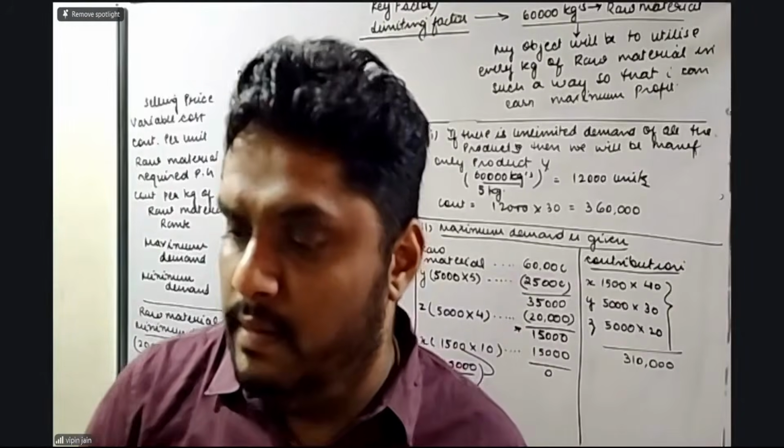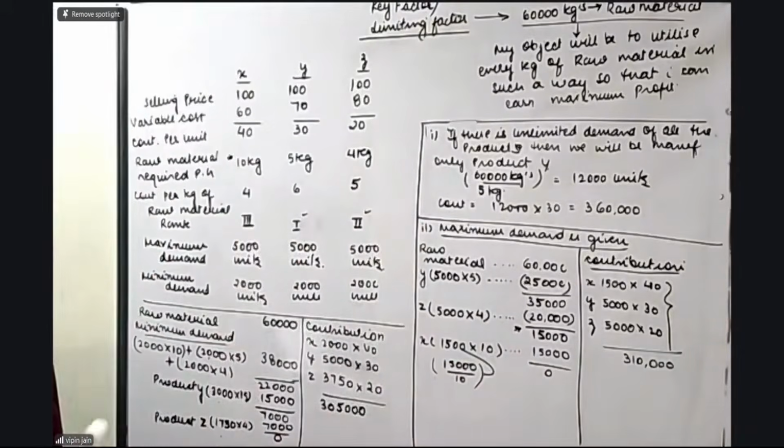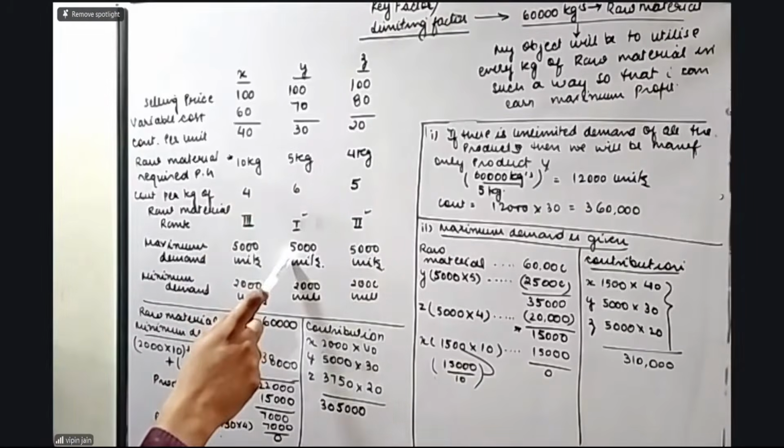Yes, Hemant, tell me. I'm not able to understand the calculation part. Till 7,000 it is clear? Any doubts till 7,000? No, sir. 60,000 we have, 38,000 we used to fulfill the minimum demand. So we are left out with 22,000. Then we will manufacture what? Product Y, right?